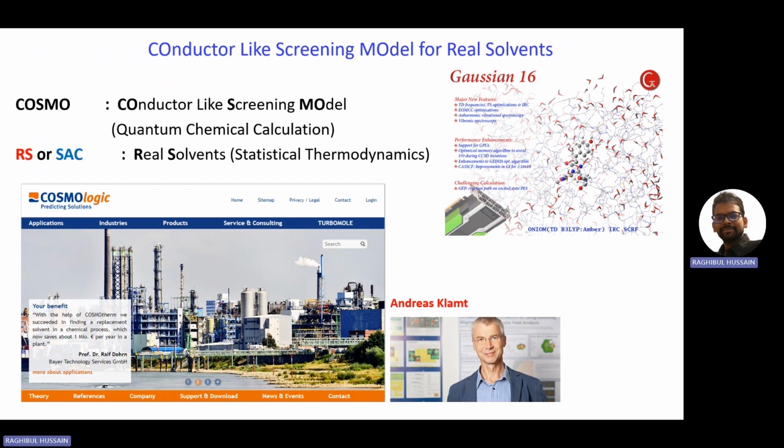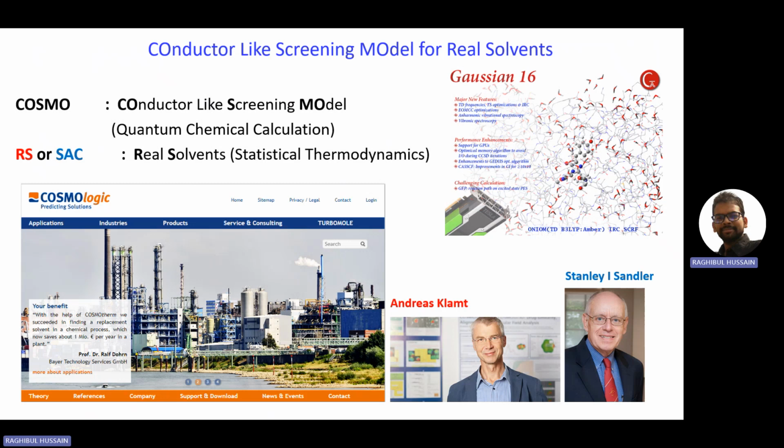RS stands for real solvents, which was coined by Andreas Klamt. SAC stands for segment activity coefficient. Now, when they were developing the model to calculate activity coefficients, he was a physicist, so there were some inconsistencies. That was actually solved by Stavros Sandler. When he solved that, he named that model SAC. So he has actually coined this term SAC. So now most of us work with COSMO-SAC. That is the segment activity coefficient.